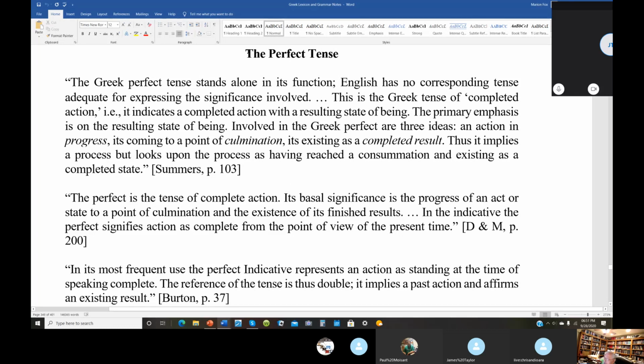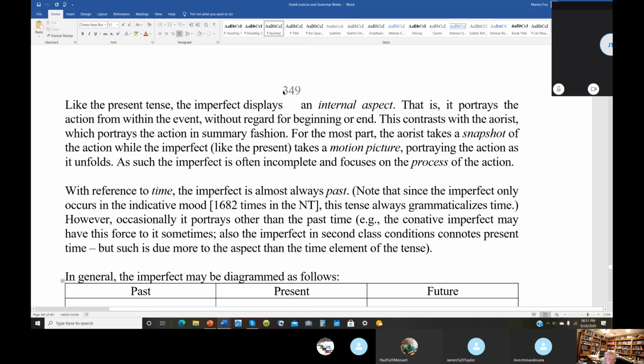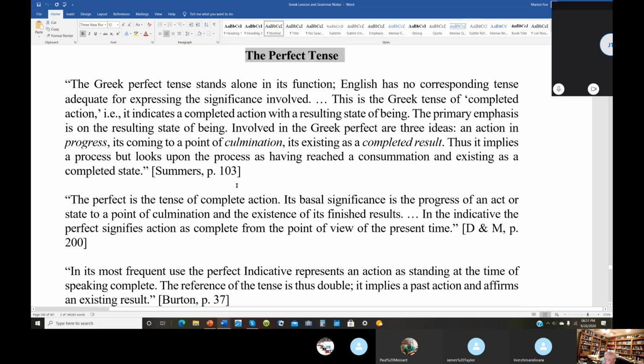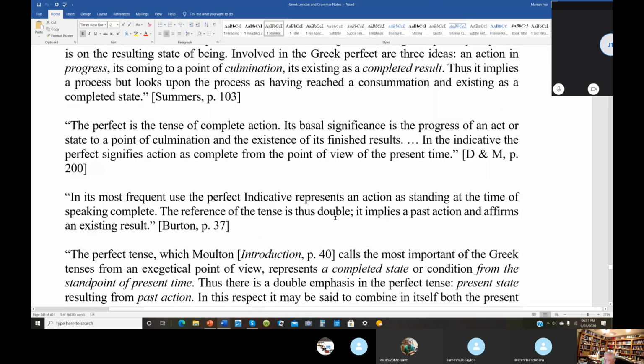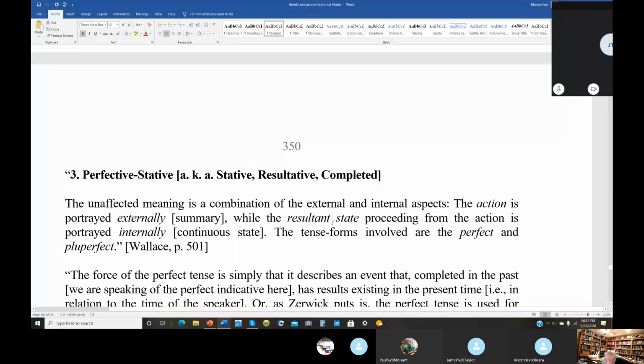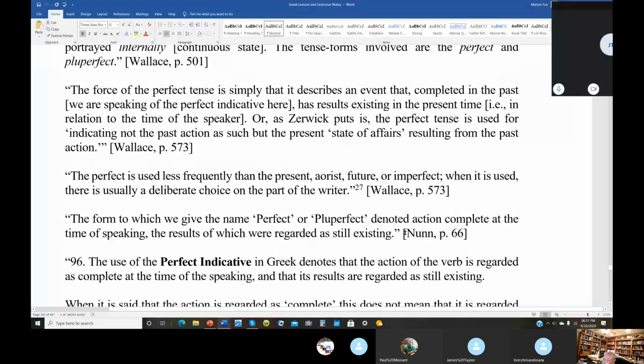You have a bunch of information about describing the perfect tense, what it means. We've been through this already, but this is in this electronic book, electronic file, page 349. Now what you can do is, I have a heading here, you can just type perfect tense and scan for it, Control H and get it. But this explains, it has Summers and Dana and Mantey, Burton, Vaughn and Gideon, Mounce. And then we have Wallace, Daniel Wallace, a couple from him, three things, and Nunn, that's an intermediate grammar. Wallace is kind of an advanced grammar.